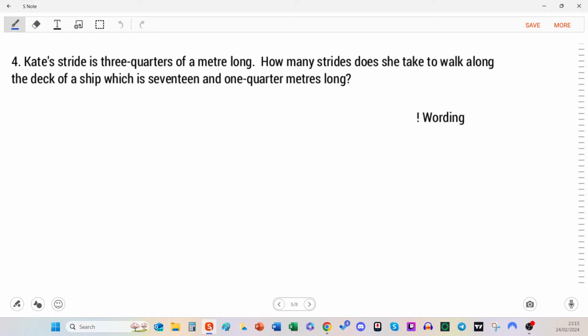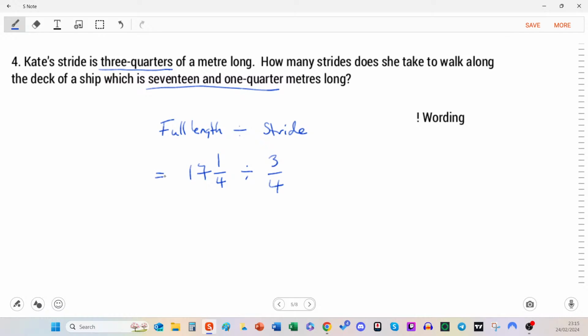Okay, Kate's stride. So how did you do it? Did you decide to draw all of these 3/4 of a meter and see when you get to 17 1/4? Well, there's probably a quick way of doing it, and that's a way that I wanted to do it to test a particular skill. So if this 17 1/4 is the length and her stride is 3/4, we wanted to know how many 3/4 go into that full length. So call it the full length and each stride. That would make sense, wouldn't it? How many of those 3/4 go in would be how many whole steps that they take.